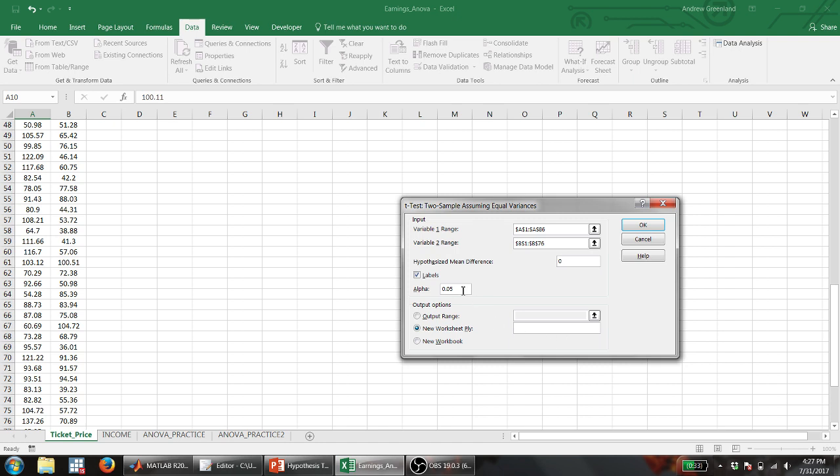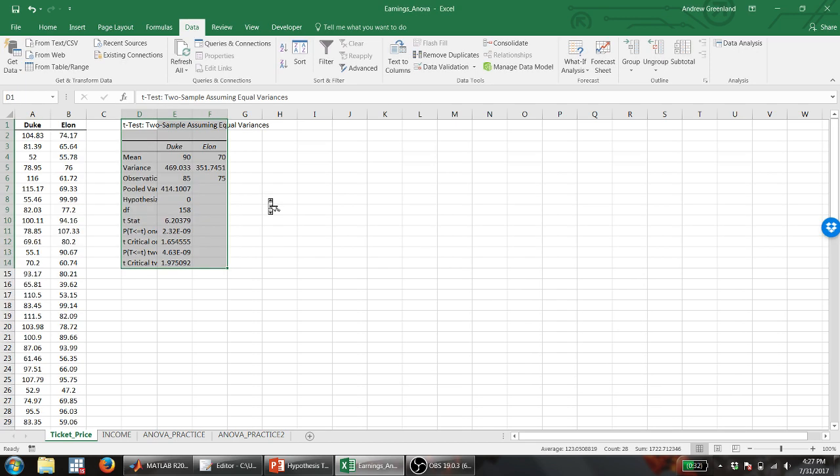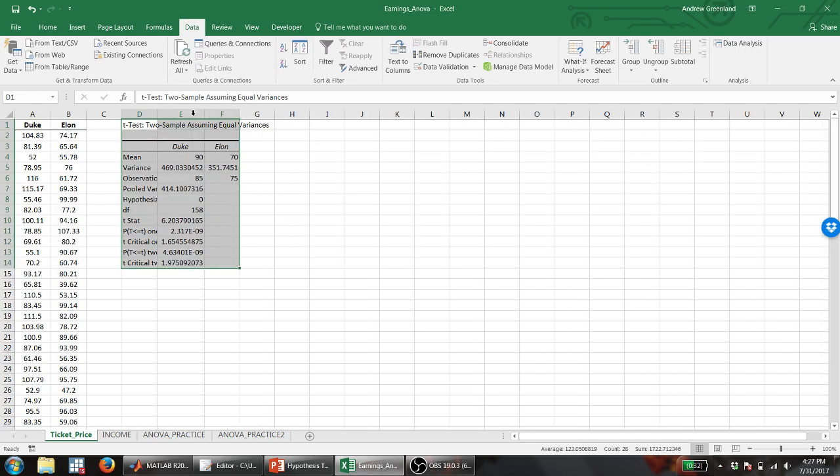Again, we can select alpha. With this question, we'll stick with 0.05. And for an output range, I'm going to put this in cell D1. Once we've got that, we can hit OK. And from here, what we can see are the means for each of the two locations. We have an estimate of the variance for each of the two locations. We have the test statistic, assuming equal variances here, which is 6.2. I'm just going to highlight this and make it bold.